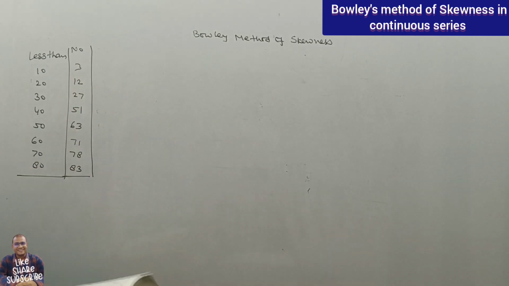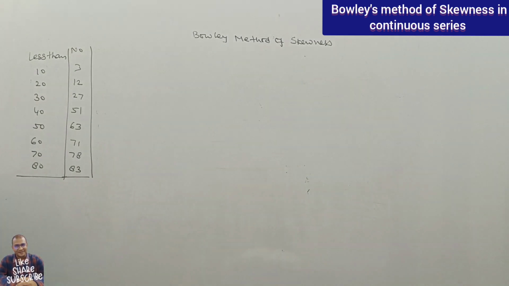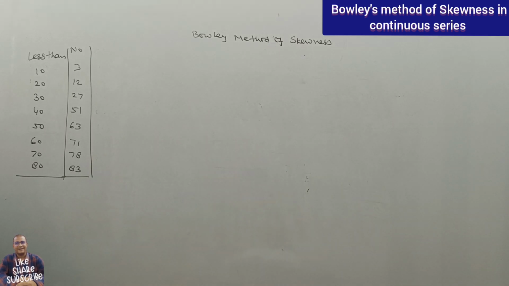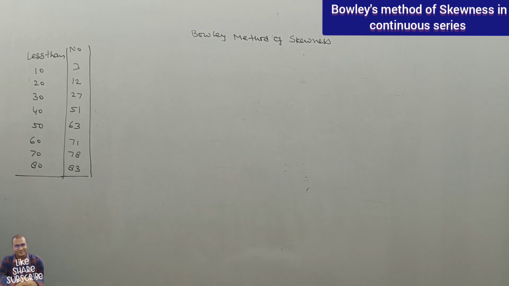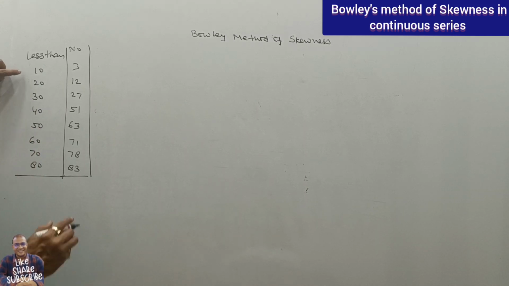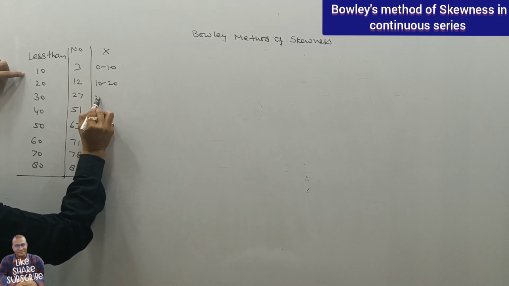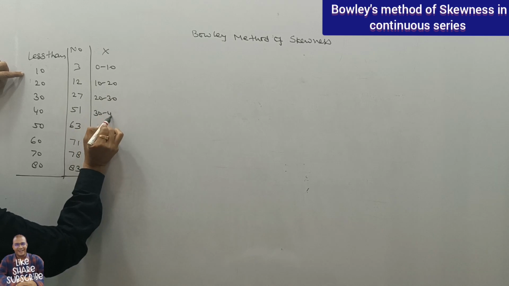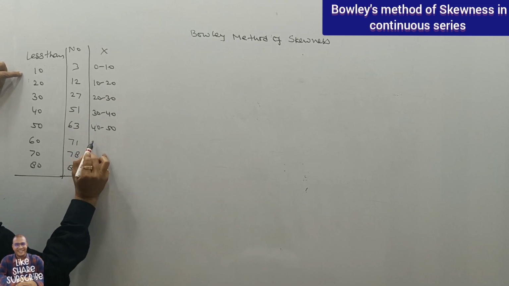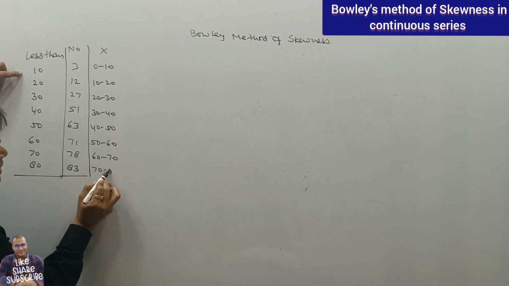So in this series, a less than series, they have mentioned less than 10, less than 20, less than 30, less than 40, less than 50, less than 60, up to less than 80. Number of items is 3, 12, 27, 51. When the less than series is given, we have the cumulative frequency, not the frequencies. So we will first make the class intervals 0 to 10, 10 to 20, 20 to 30, 30 to 40, 40 to 50, 50 to 60, 60 to 70, and the last one 70 to 80.